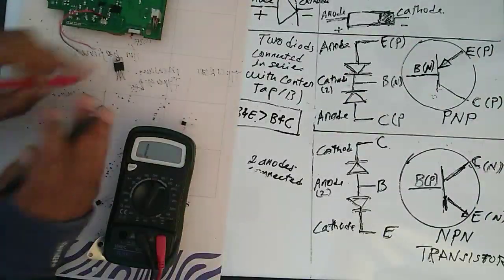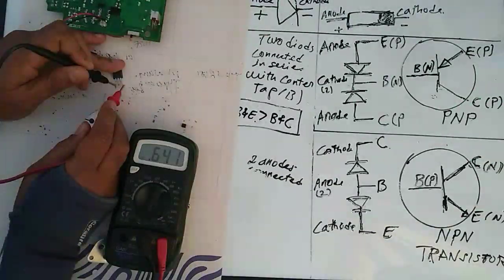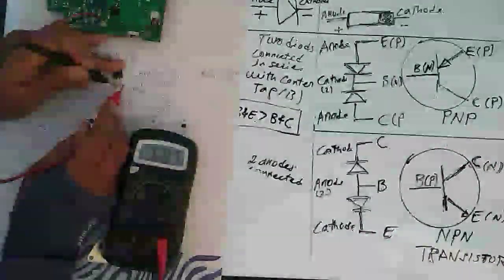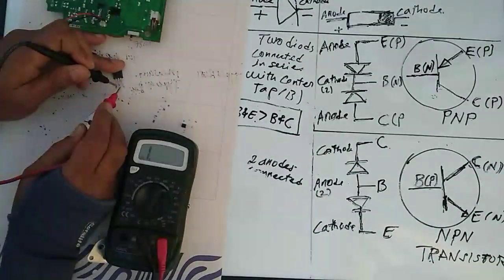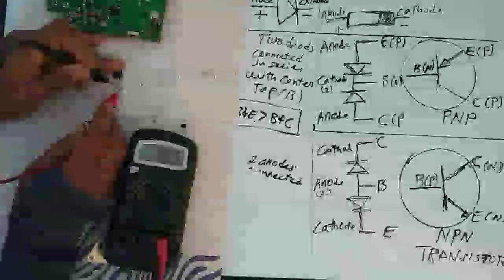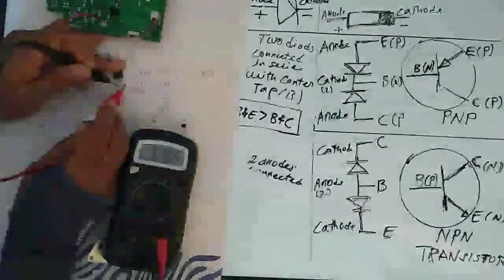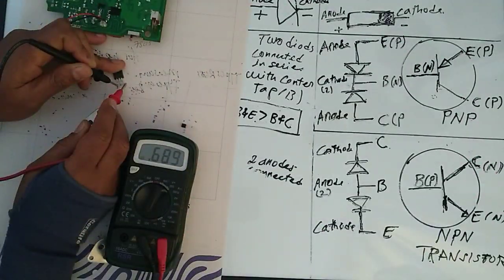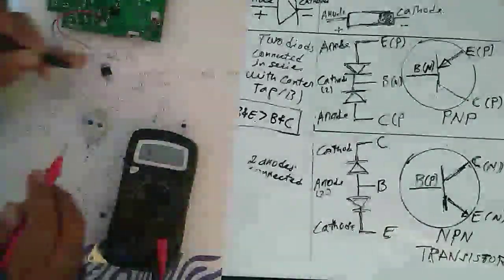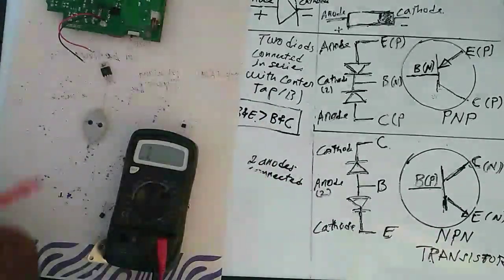The same thing over here. This one is 697, and this one is 732. So this one is the emitter, because it has the higher resistance. This one is the collector. So another way is that the base to emitter reading should be greater than the base to collector reading.